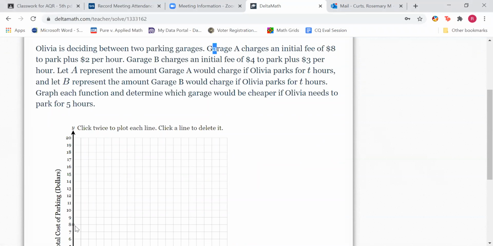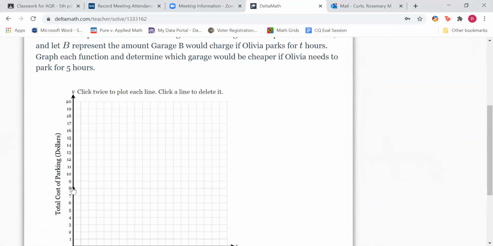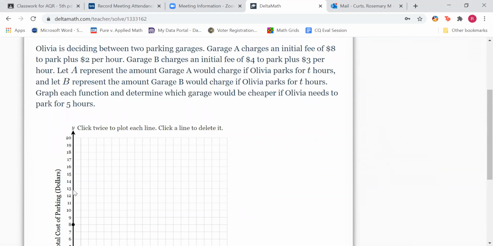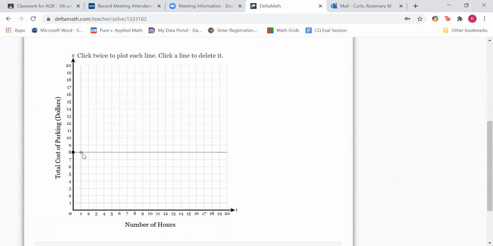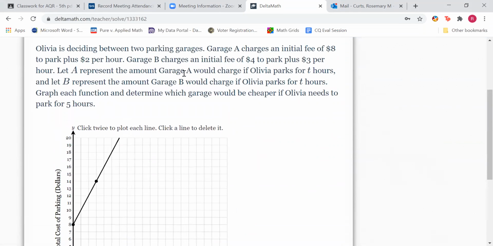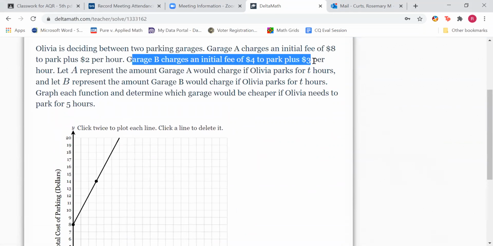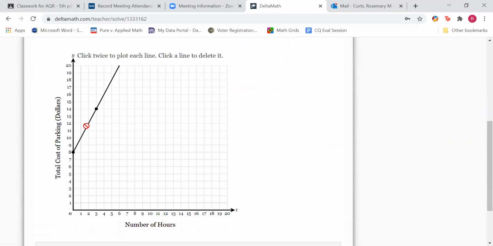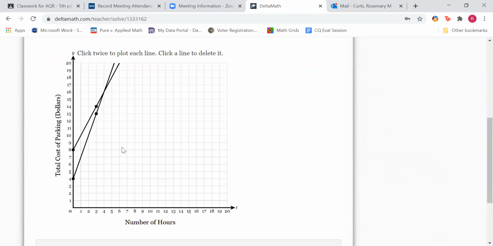So garage A, you have to pay $8 just to get in. So before you even park, you pay $8. And then $2 per hour. So after 1 hour, it goes up $2. After 2 hours, it goes up another $2. After 3 hours, it goes up another $2, et cetera. Garage B charges an initial fee of $4 to park plus $3 per hour. So you start off lower, but after 1 hour, you're all the way up to $7. 2 hours, you're up to $10. 3 hours, you're up to $13, et cetera.